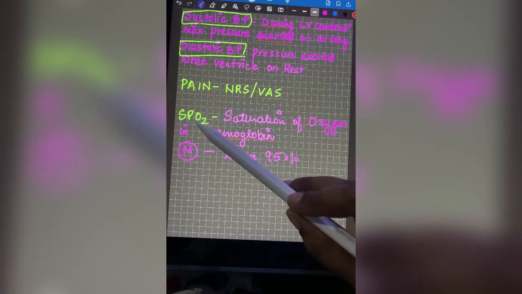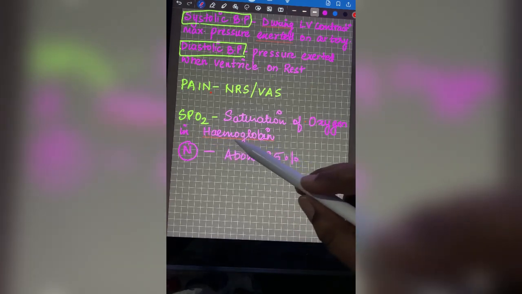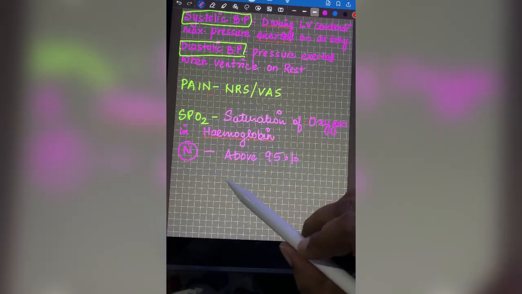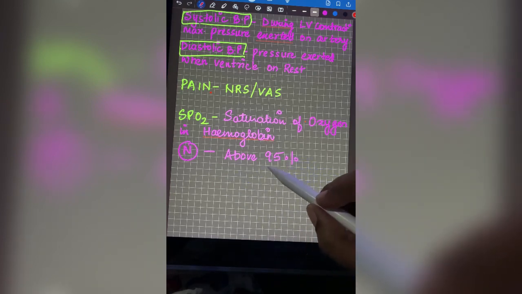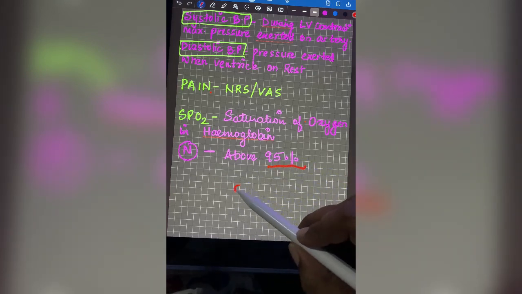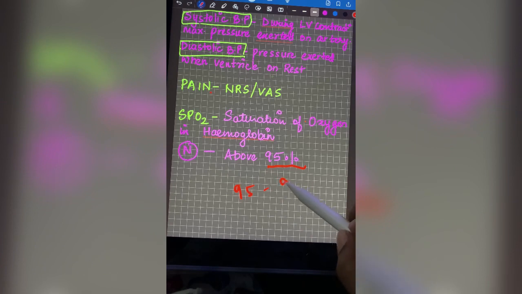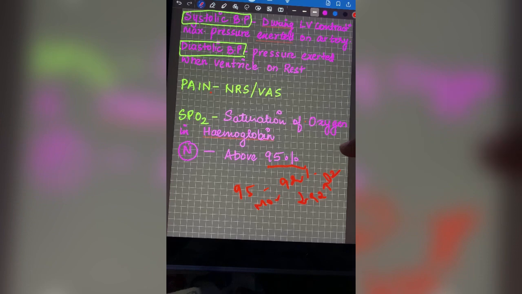Next we talk about SpO2. SpO2 is the saturation of oxygen in the hemoglobin. The normal SpO2 value is more than 95%. If it is less than 95% down to 90%, we can just monitor our patient. But if it is less than 92%, I need to start O2 therapy as soon as possible.